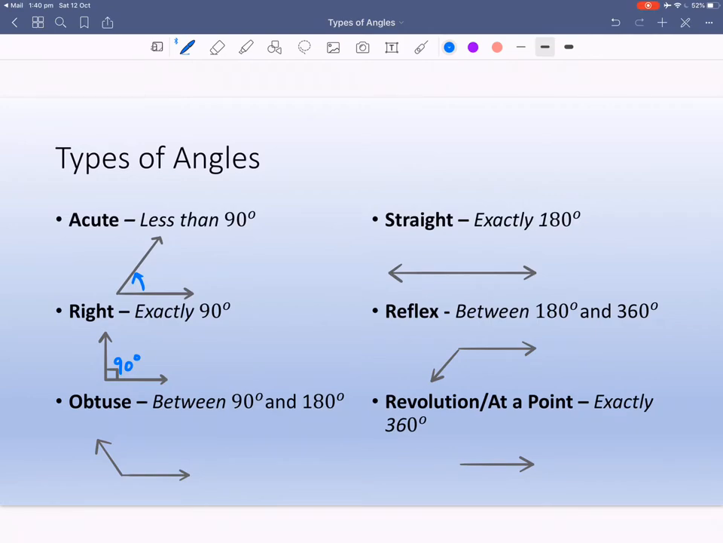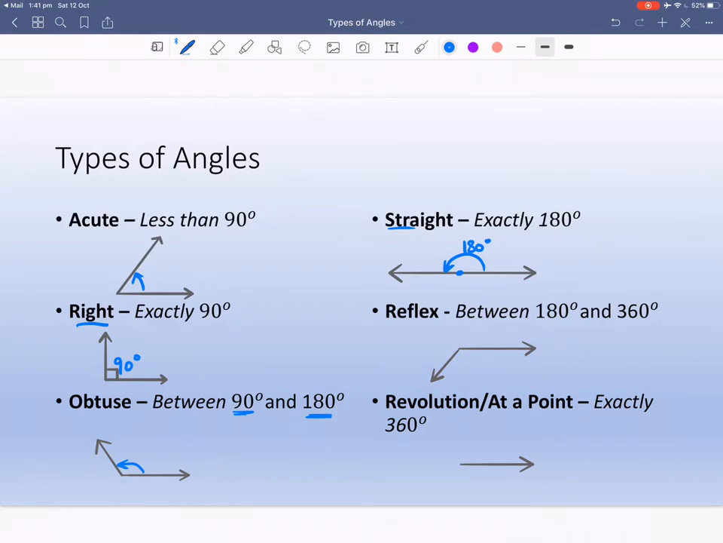Obtuse is in between 90 and 180. So any time it's bigger than a right angle and less than a straight angle, which we're going to look at, that's an obtuse angle. So it's in between 90 and 180, but it does not include 90 and 180. All right, a straight angle is one that goes there, and that's exactly 180 degrees. Okay, so a straight line is exactly 180 degrees.